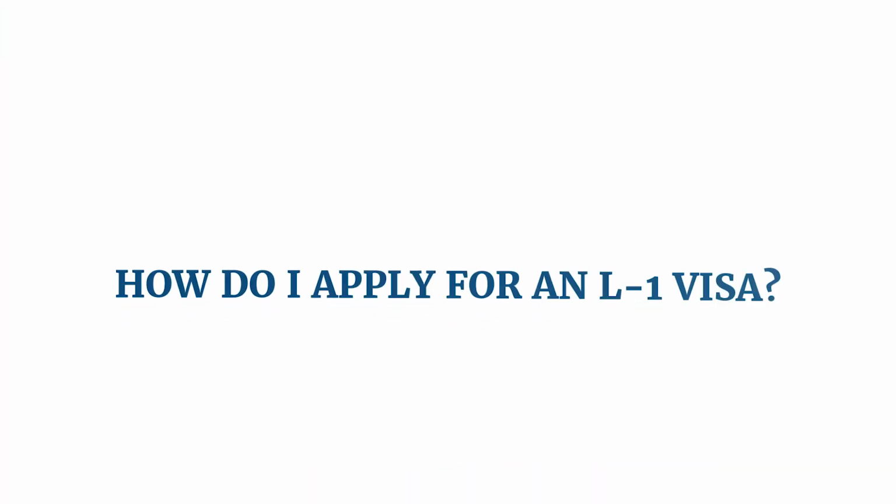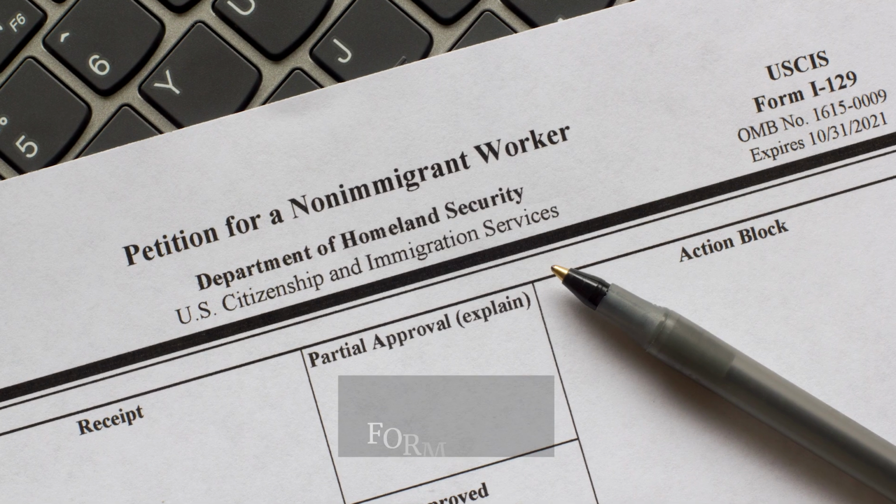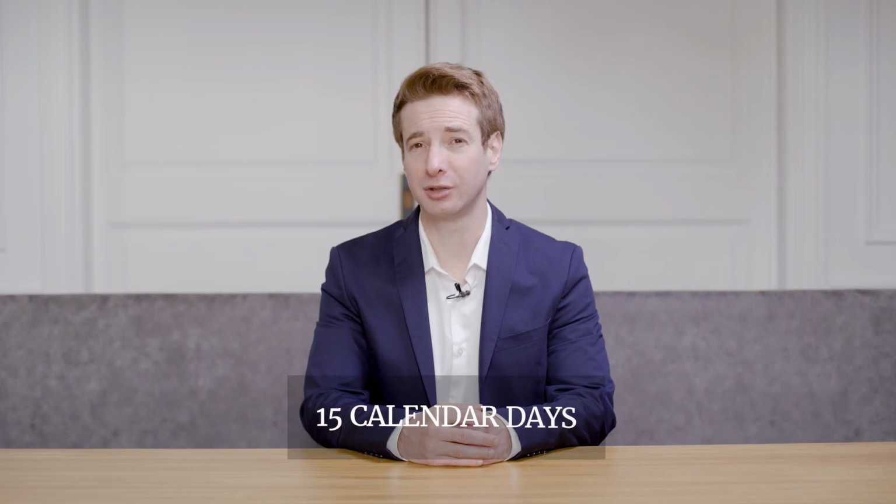How do I apply for an L-1 visa? If the employee meets the L-1 eligibility requirements, the employer will file a petition on his behalf with the USCIS on Form I-129. Adjudication of the petition can be expedited to 15 calendar days by paying a premium processing fee.